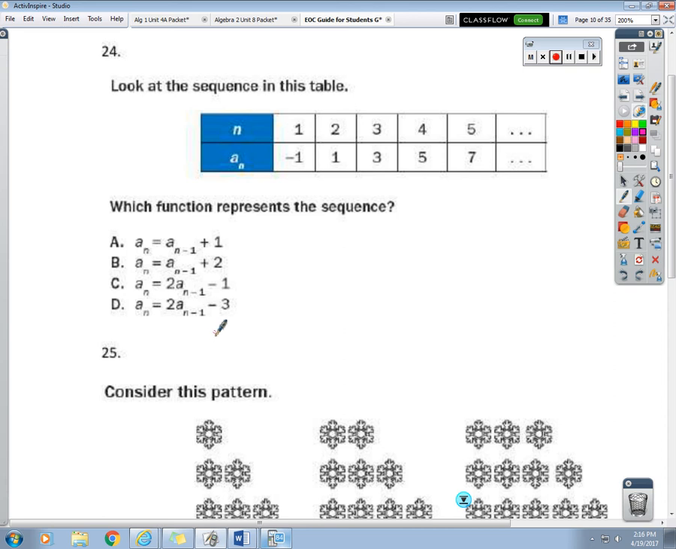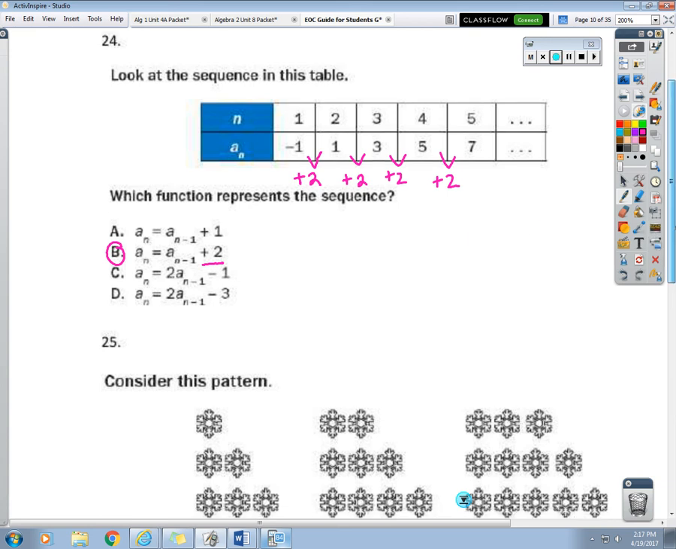Well, this is kind of a common sense question. From the first term to the second term, what happened? They added 2. Did that pattern continue? Yes. 1 plus 2 is 3. 3 plus 2 is 5. 5 plus 2 is 7. So even if you have no clue about the recursive formula, but all you notice is that they're each going up by 2, which one would you circle? B, which is correct. You add 2. Okay, so try not to overthink some of these things. Just use common sense.